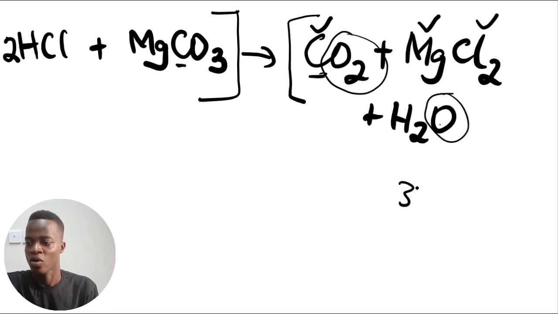In total, we have 3 oxygen at the product side. How many do we have here? We have 3 here, so it's okay. It's fine. So it's 3, 3, so it's balanced.